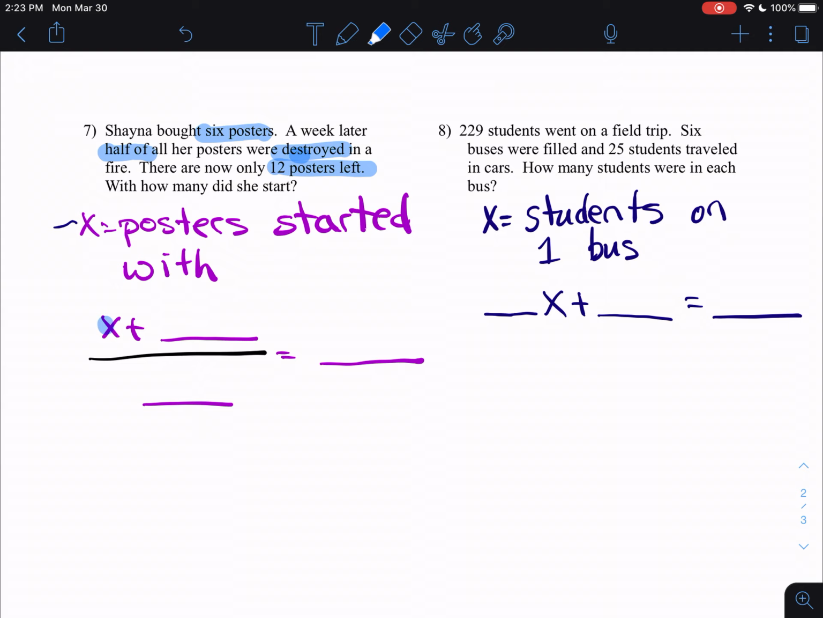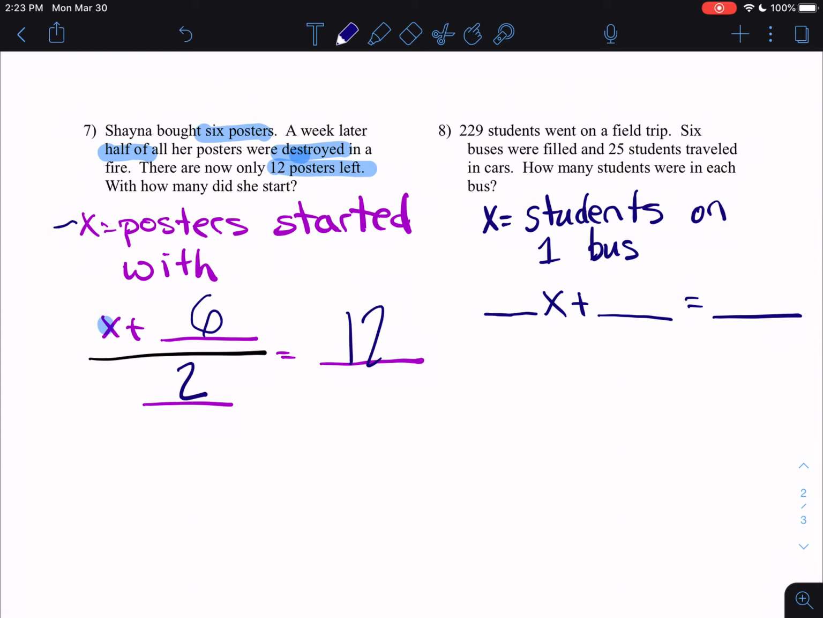Well, it looks like if I buy posters, that's like adding. So I think the 6 is going to go right there. Then half of them were destroyed. Well, if I had 10 things and half of them were destroyed, I would have 5 things. How did I get from 10 to 5? I divided by 2. So that means I'm going to put a 2 in that spot in the denominator. And then it says now there are only 12 posters left. So that's what all of this on the left-hand side equals: 12. And then at this point, I'm going to solve, showing all my work.